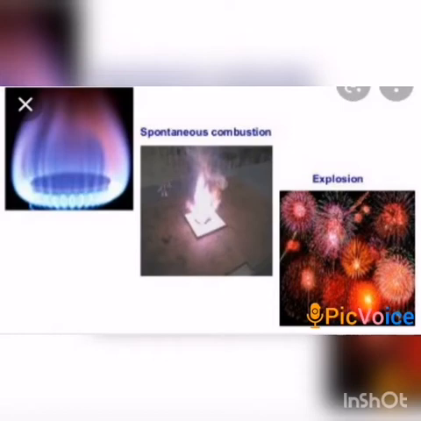Look at the picture, children. This picture shows different types of combustion. What is the first type of combustion? A rapid combustion. This is the burning of gas in a gas stove. Then the second one is spontaneous combustion. This is the burning of yellow phosphorus. It burns spontaneously. Then the third one is explosion, or explosive combustion. Example, burning of firecrackers.